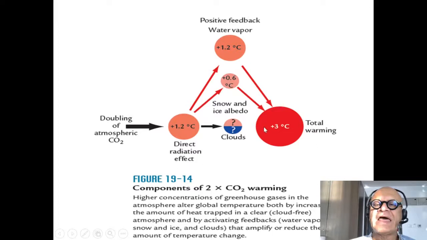Snow melting will add some albedo effect and increased warming. Positive feedback from the water vapor will add as much warming as the direct radiation effect. So altogether, the total warming we will get because of doubling CO2 is 3 degrees centigrade. Okay, now the models are getting better. They're including vegetation feedbacks and coral feedbacks and all sorts of detailed feedbacks in the Earth system, and they're saying that maybe the sensitivity is higher than this.